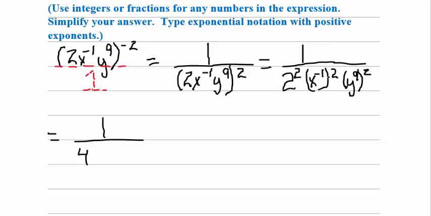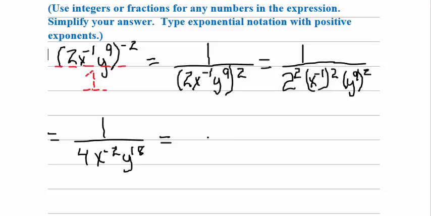Using the power to power rule, x to the negative 1 squared, in the power to power rule, the exponents are multiplied. So this becomes x to the negative 2. Y to the ninth squared, again I'm using the power to power rule, the exponent 9 is multiplied times the exponent 2. So this gives me y to the 18th.